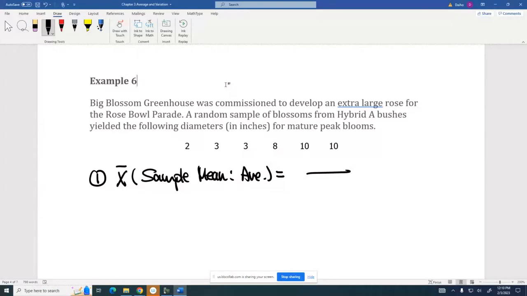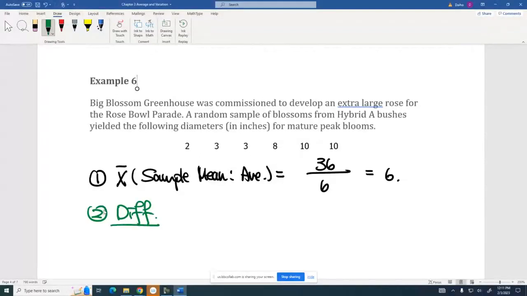Can you give me the sum? Please. Take the sum. 36, thank you. Divided by how many? 6. Yeah. Step number one: we take the average, the sample mean. Second step.